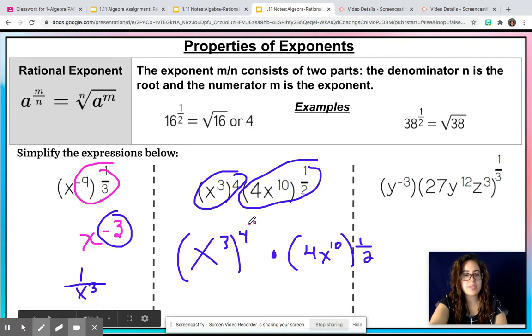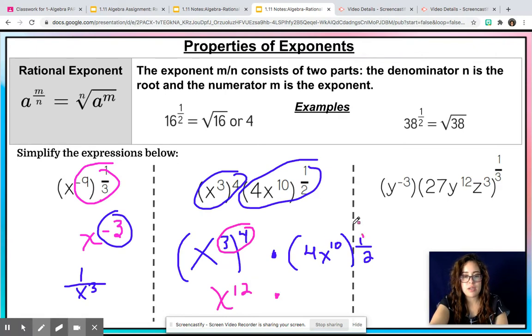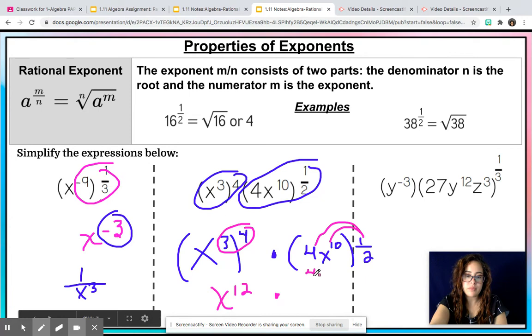Okay, so I'm going to tackle the first parentheses. So I'm going to multiply those two. I get x raised to the 12. So that's one part of my factors, right? So now I'm going to deal with this. The 1/2 has to be distributed to the 4 and the x raised to the 10. Because this is like saying 4 times x raised to the 10, right? There are two components embedded in this parentheses.